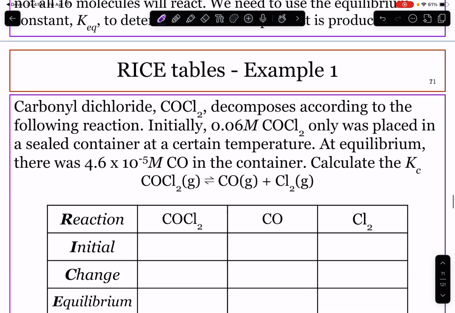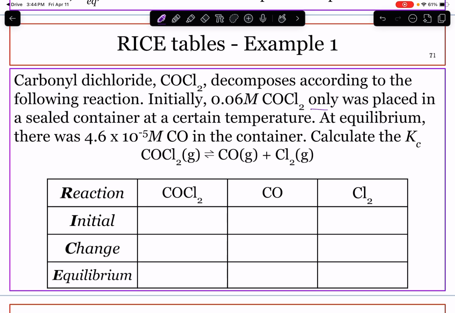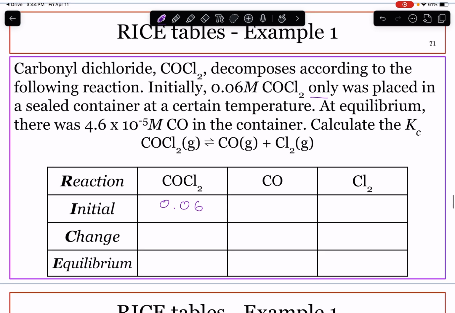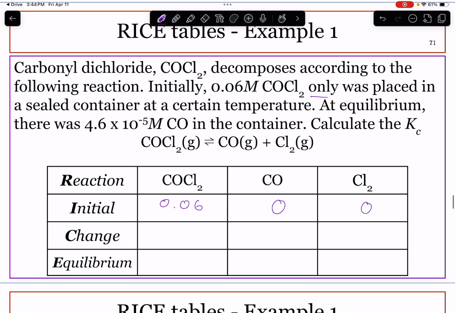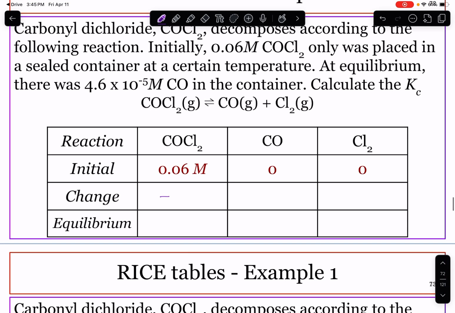Let's go ahead and look at a different example. Carbonyl dichloride, COCl2, decomposes according to the following reaction. Initially, 0.06 molarity of carbonyl dichloride only was placed in a sealed container at a certain temperature. So let's start right here. Notice the word only. That means we only have this compound in the system, and we have 0 of each product. We could find the change row as minus x, plus x, and plus x.